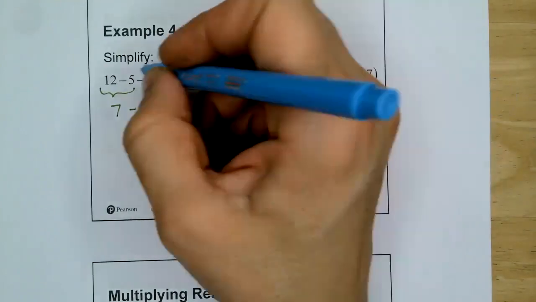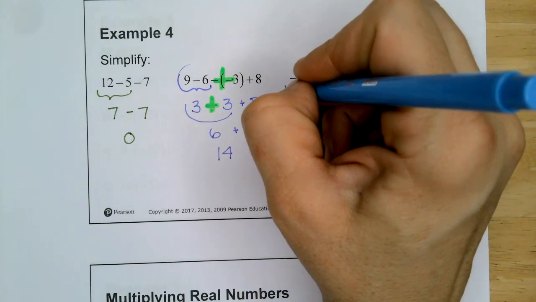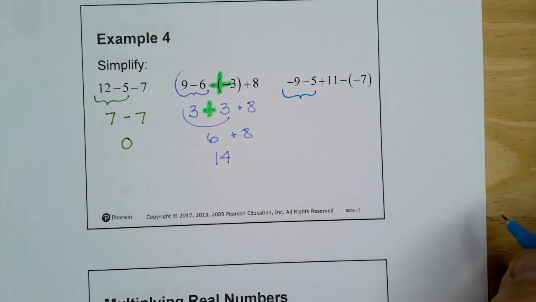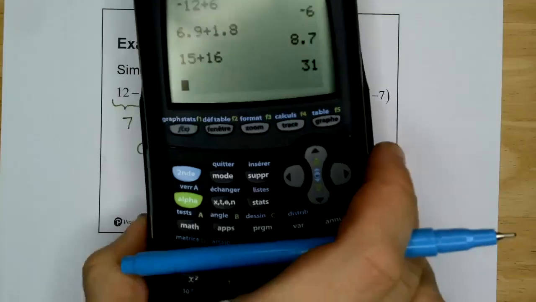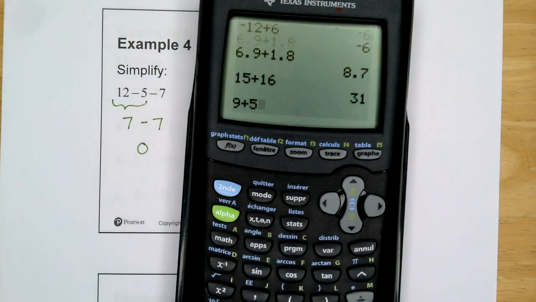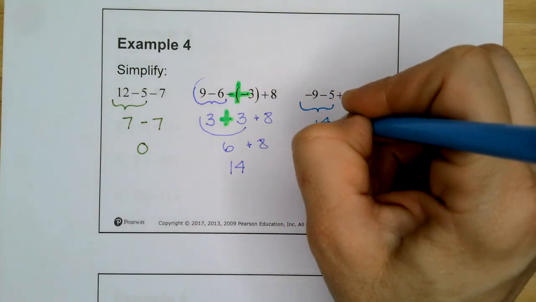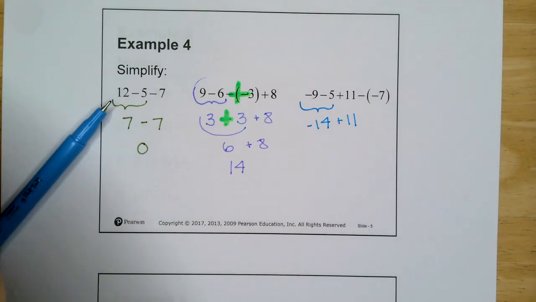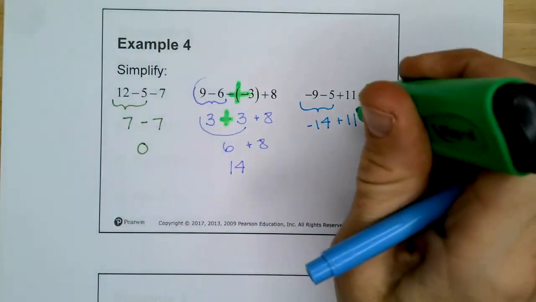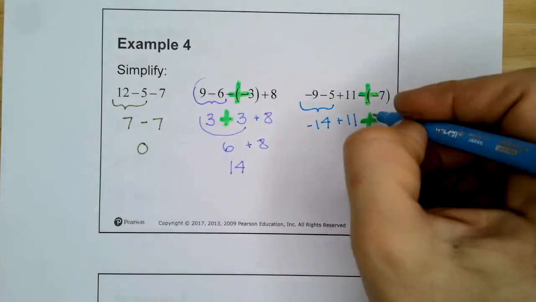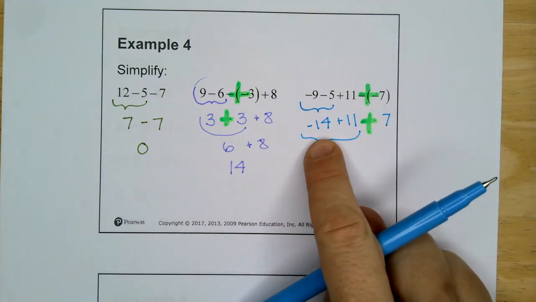Here we go. -9 and -5. Pause the video and try it without me. These are both negative, so we're going to combine 9 and 5. 14. Bring down the plus 11. Remember, minus a negative just becomes a big plus sign. Plus 7. Good. And then we'll go on to just combine these two.